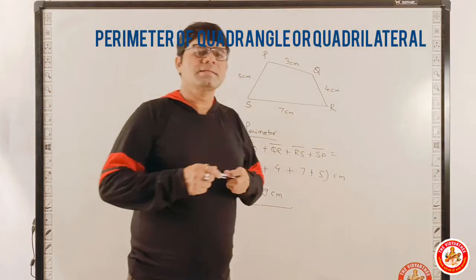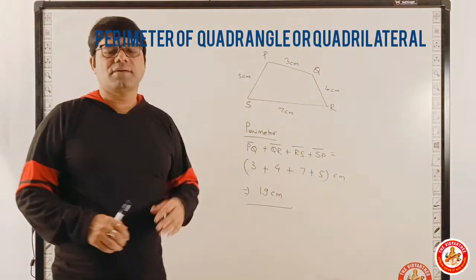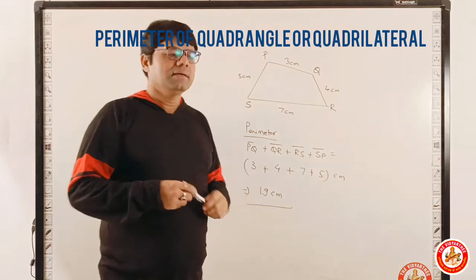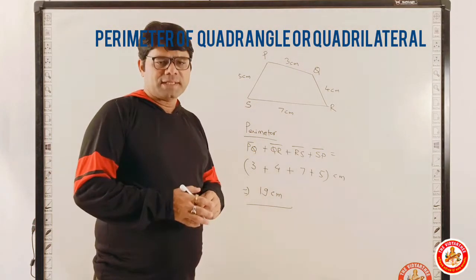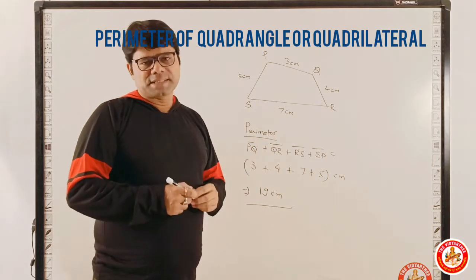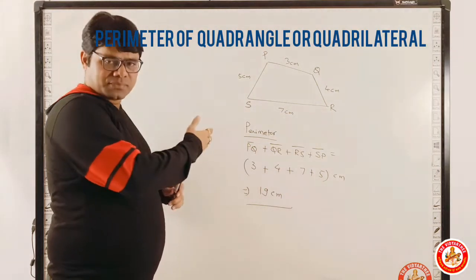Now, does it make any difference if this is a square or a rectangle? We need to just add it. Only in case of a square and rectangle, we can actually formulate, we can have a formula in place, like we can do in the next slide.